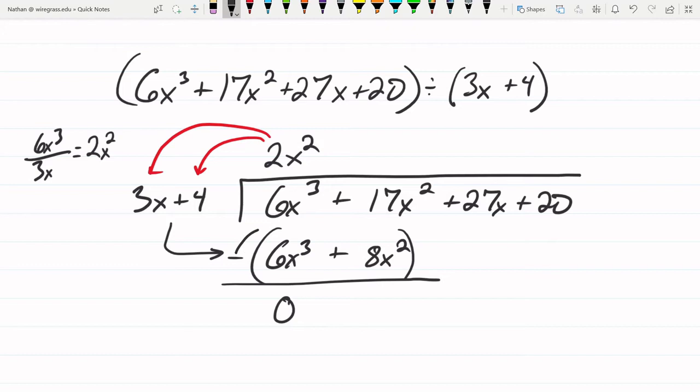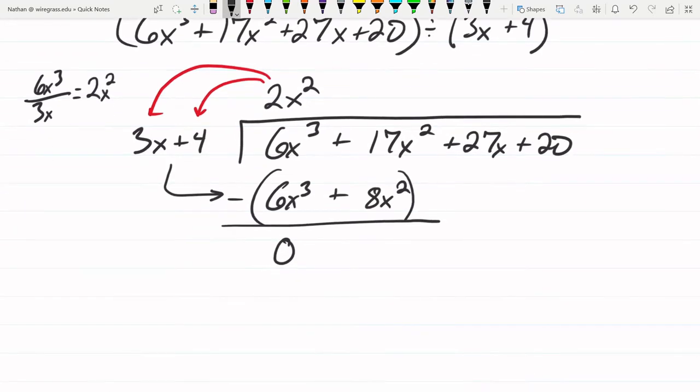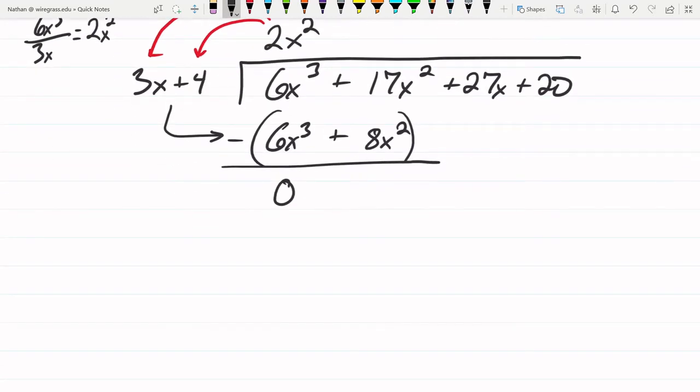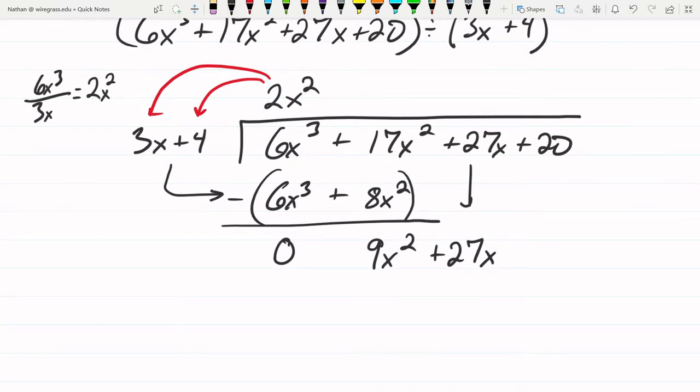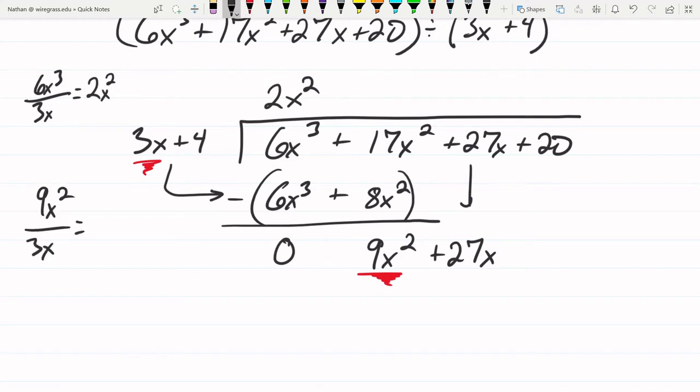Make sure you're always distributing this negative into here. I write it this way so you can always check your work. If you write it this way, it's going to be pretty easy to see if you make a sign error. But 17x squared minus 8x squared, 17 minus 8, that's just going to be 9x squared. I can bring down the next term and then redo the whole process. So I'm going to take the first term here, 9x squared, and then 3x. So we go 9x squared divided by 3x. That gives us 3x.